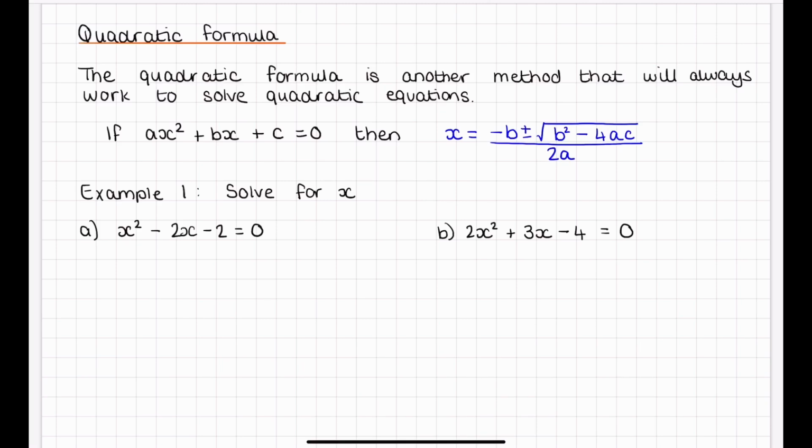And what it is, if we have our quadratic equation, so ax squared plus bx plus c equals 0, then we have this rule: x equals minus b plus or minus the square root of b squared minus 4ac, all divided by 2a. Now this formula, you don't need to remember it, even though a lot of people do because it just ends up being stuck in your brain.